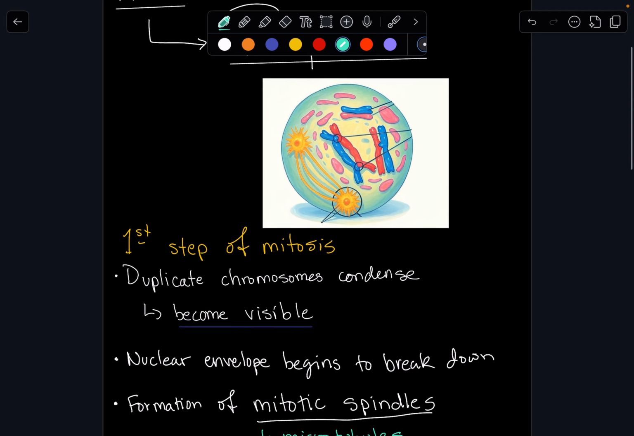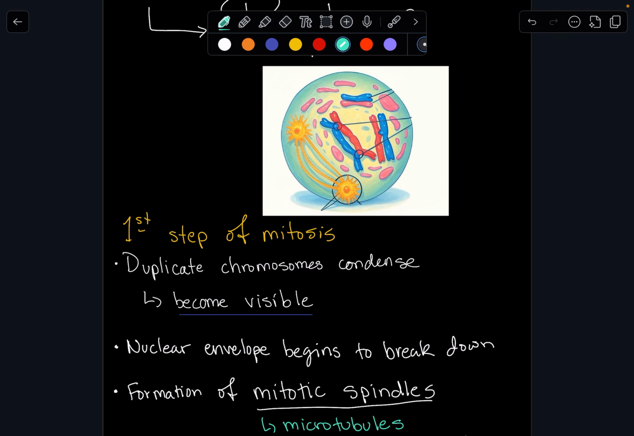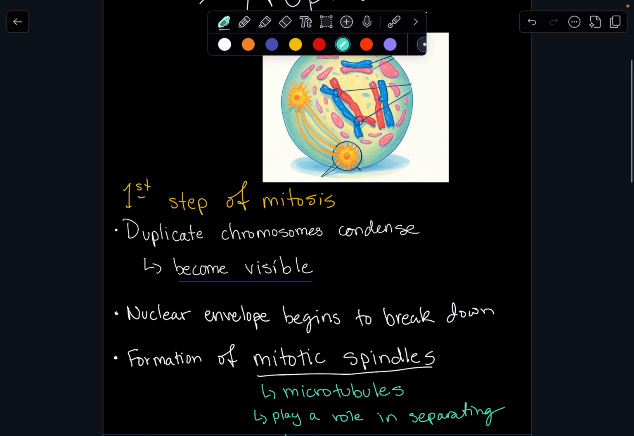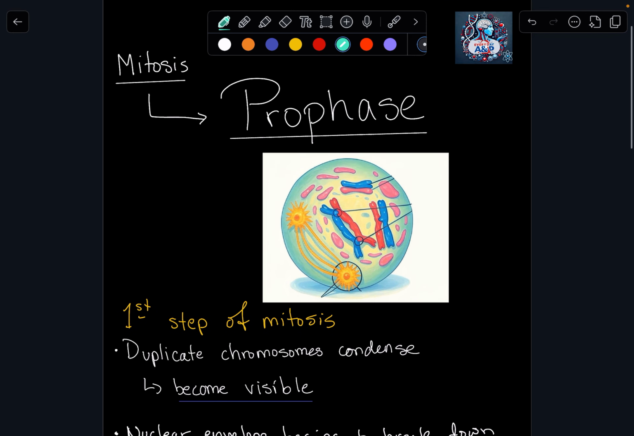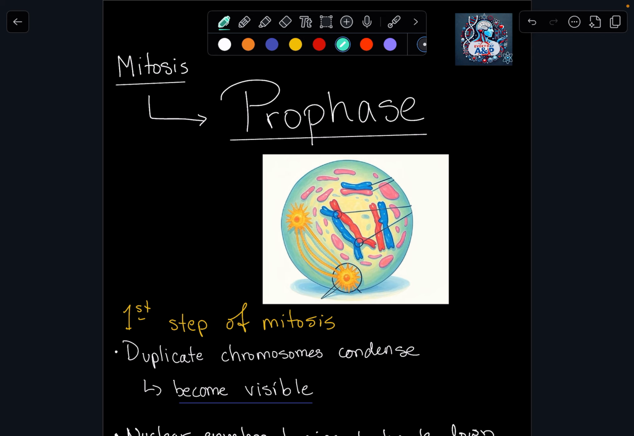And then, of course, we have the formation of the mitotic spindles that are made up of microtubules, and they play a role in separating these chromosomes when it comes to actually dividing the cell and making a daughter cell. So that is the first phase of mitosis, known as prophase.